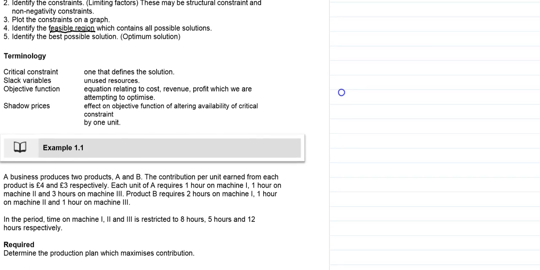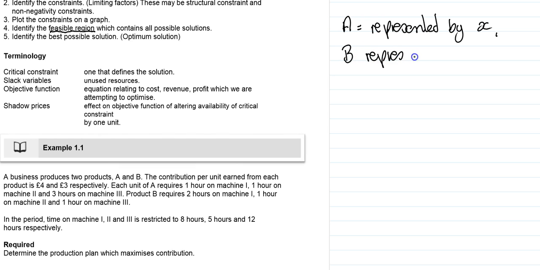Let's just look at this example. Here we have two products. The first thing we're going to do is take these products and have them represented by an algebraic symbol. A is going to be represented by x1, and B is going to be represented by x2.